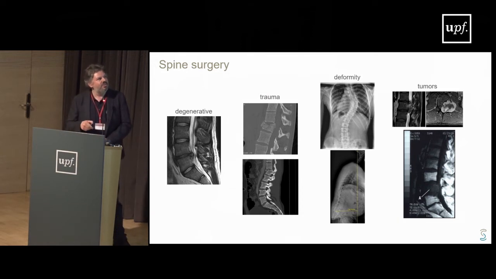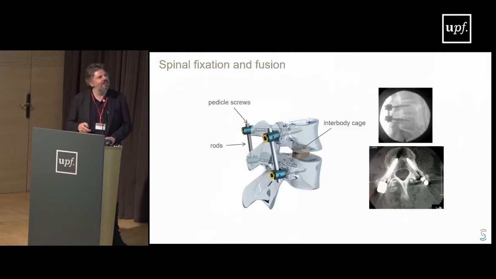Then we have trauma, fractures, you see here. We have cases of deformities. That's a case of scoliosis. That's a case of sagittal imbalance, which means that the patient is not able to keep a correct position in standing, and this creates problems with, for example, the gait. I will show you an example of a model about the treatment of this pathology later. And then we have, of course, tumors, where you basically need to replace vertebrae, especially for metastatic lesions.